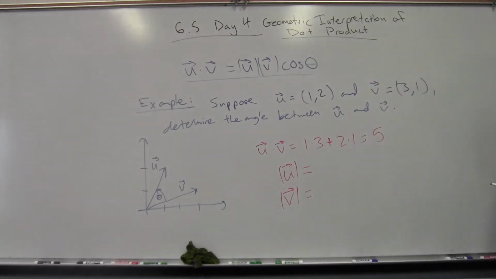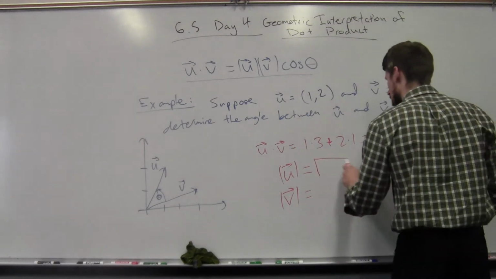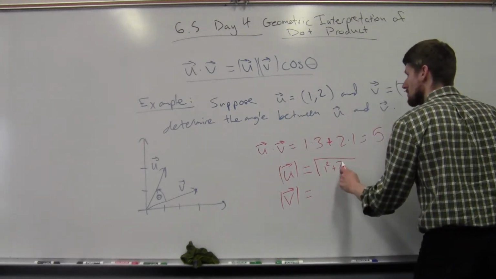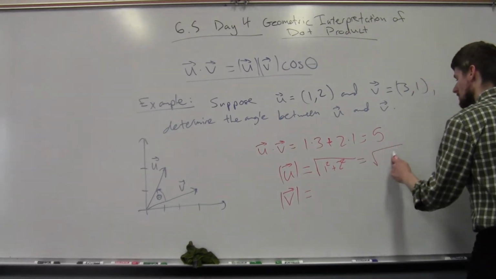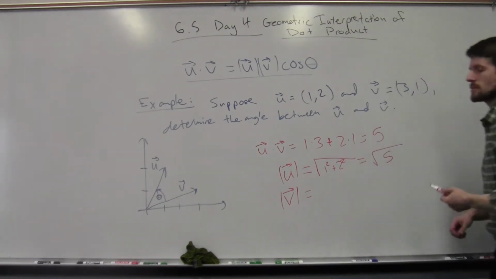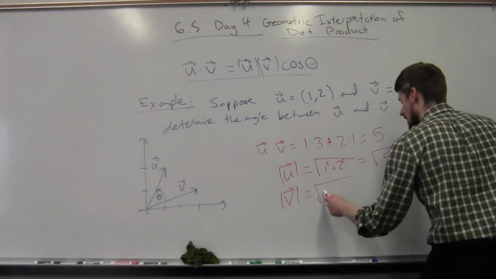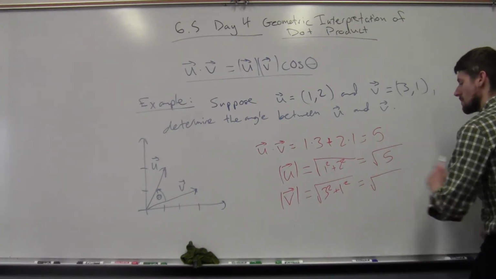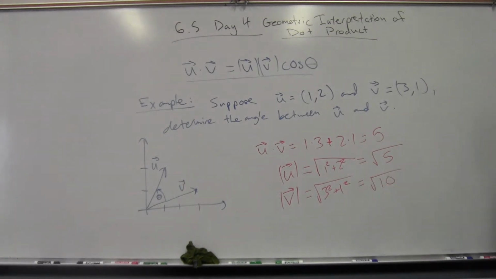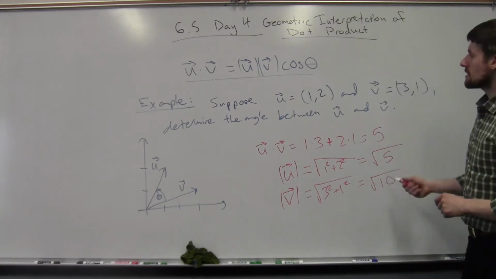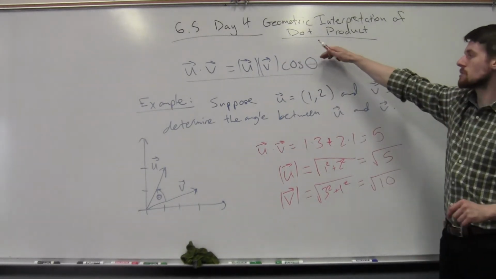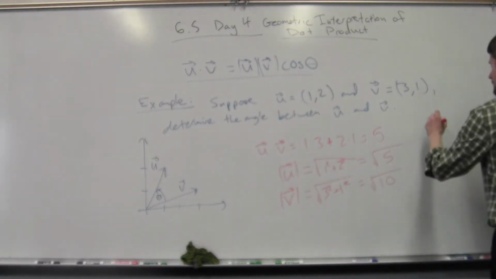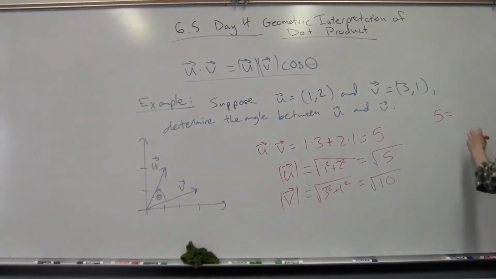What's the magnitude of u? That is going to be the square root of 1 squared plus 2 squared, which is the square root of 5. And what's the magnitude of v? That's the square root of 3 squared plus 1 squared, which is the square root of 9 plus 1, which is root 10. So there's the magnitude of u and the magnitude of v. We have everything we need minus the angle, which is what we're trying to find. So that says that 5 equals root 5 times root 10 times cosine of the angle between them.